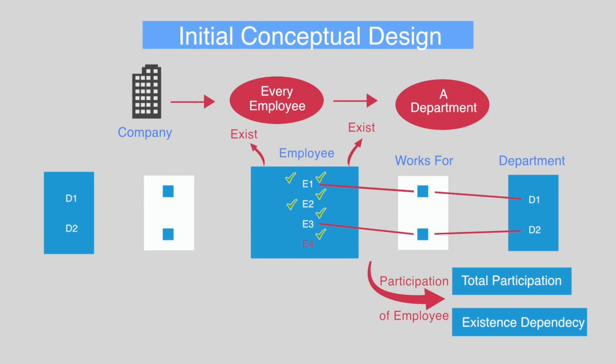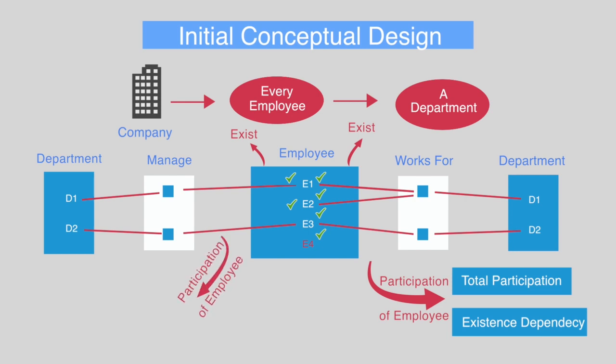But every employee entity does not need to manage a department. So the employee E2 can exist in the database. An employee entity can exist without participating in the manages relationship. So the participation of employee in manages relationship is a partial participation.